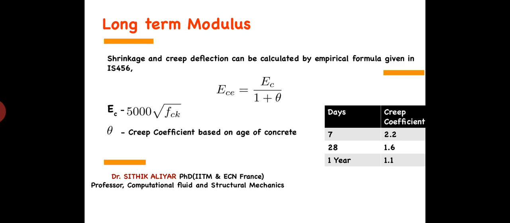If you are calculating the long term after 7 days, the creep will be higher, and it will become constant after a certain time. You won't have more creep. Creep will reach its ultimate limit, and it will be constant. After 1 year it is 1.1. So it depends on the theta value. You substitute the theta value from the table, substitute here, and you will get the long term Young's modulus. Maybe they will ask you for 1 mark related to long term Young's modulus.